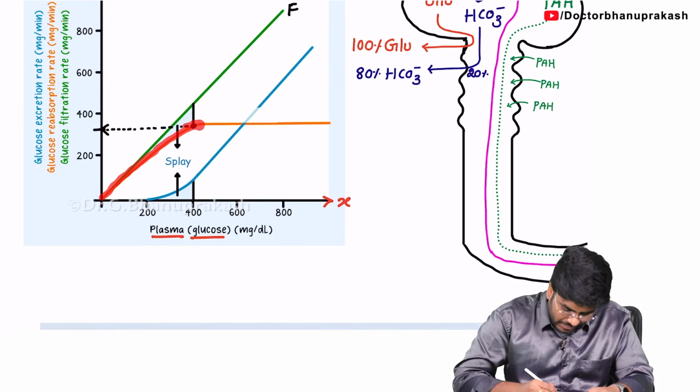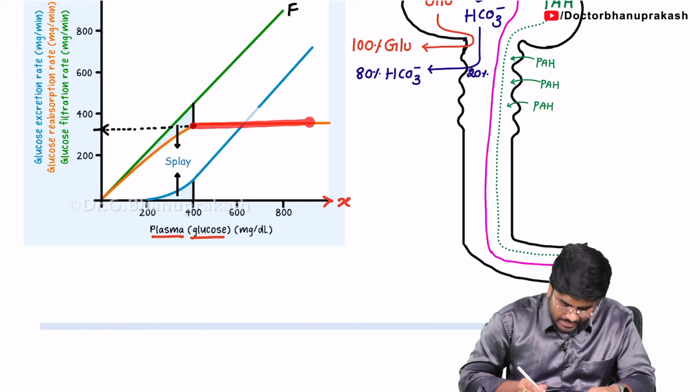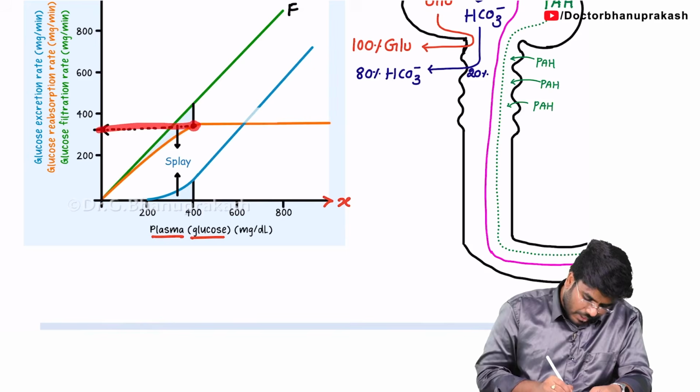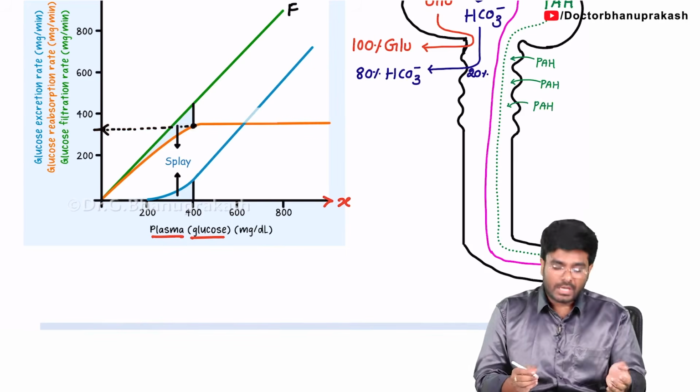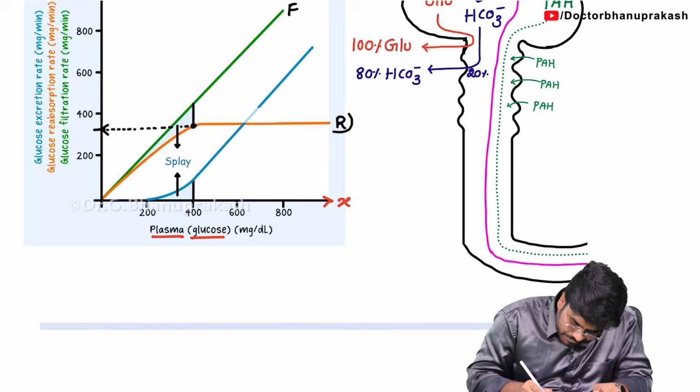So after that, is any further reabsorption happening? Is there any further reabsorption? No, there is no further reabsorption. Reabsorption stops. It's like a flat line. The maximum capacity is always 375, beyond which it cannot increase. So now tell me, this orange color curve is what? This is the reabsorption curve.